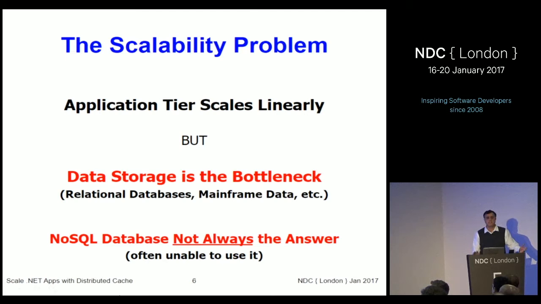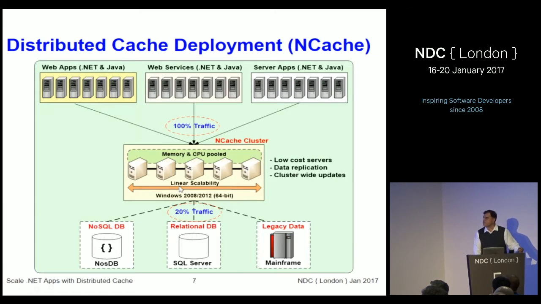So you pretty much have to solve the scalability puzzle with relational databases in the picture. You cannot remove them from the picture and hope to achieve scalability in all cases. In some cases, yes, you can. So how do you actually achieve scalability?